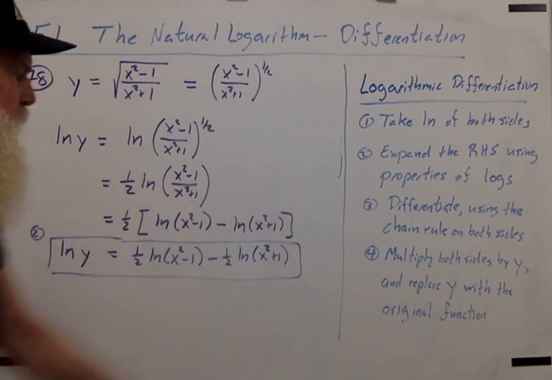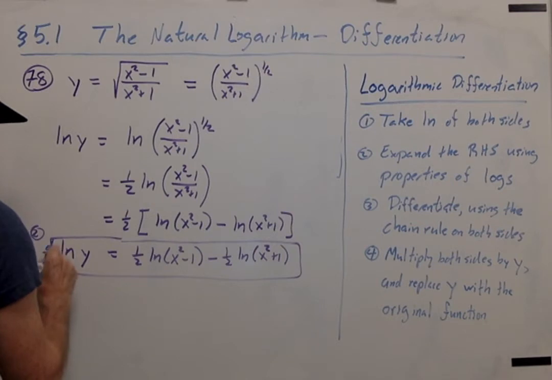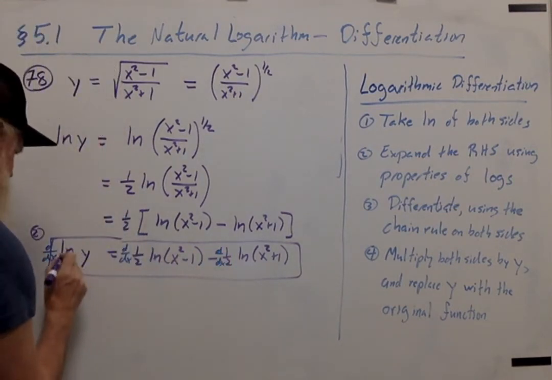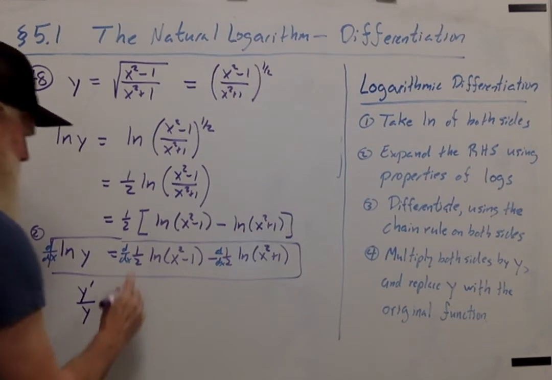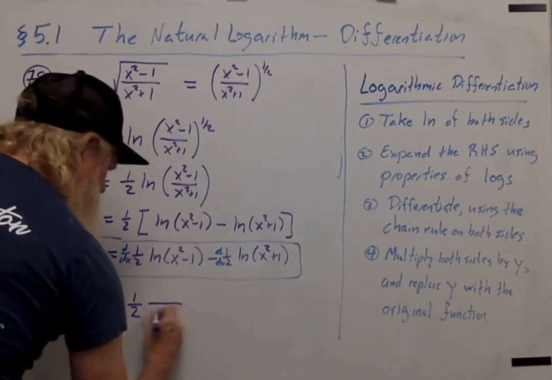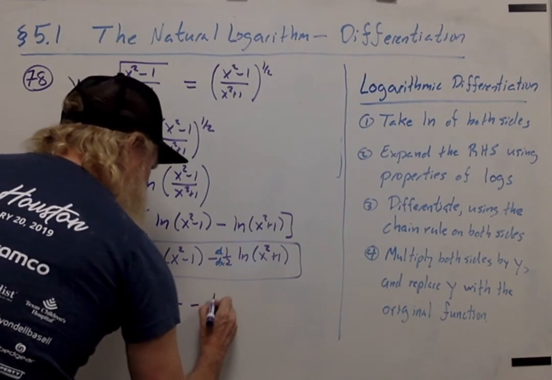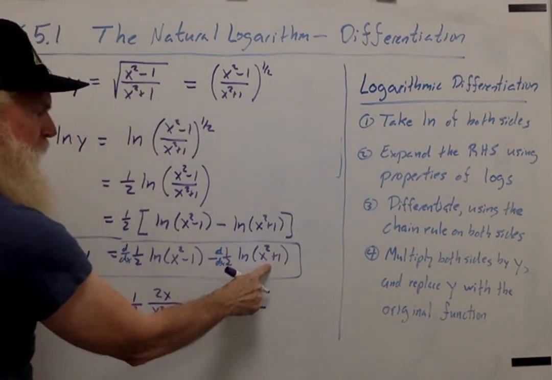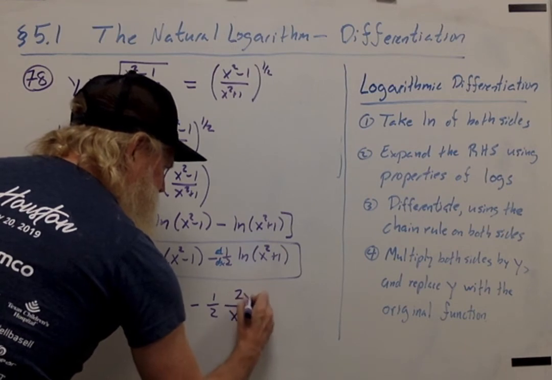Now for step 3, I'm going to differentiate, making sure that I'm using the chain rule everywhere I need to. So I'm going to take d by dx of the left side and d by dx of the right side. On the left side, the derivative with respect to x of log y is y prime over y. On the right side, I'll have 1/2. The derivative of natural log of x squared minus 1 is 1 over x squared minus 1 times the derivative of the inside. So I get a 2x on top. Minus 1/2 the derivative of natural log of x squared plus 1. Again, the derivative is going to be of the form u prime over u. So I move my u, x squared plus 1, to the denominator, and I multiply by the derivative of the inside, which is 2x.